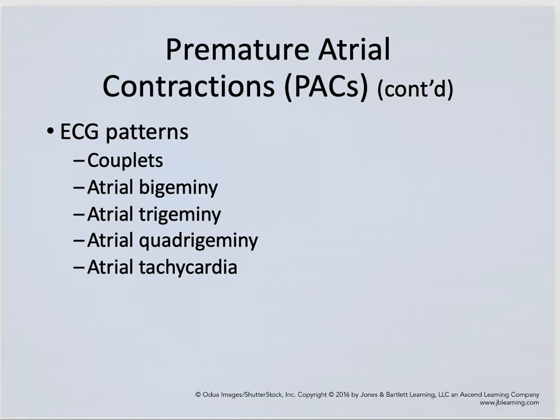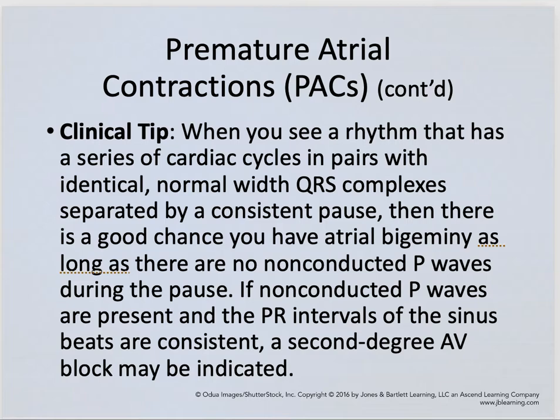A couplet is two happening together. Bigeminy is every other beat: SA node, and then a premature beat, SA node, premature. Trigeminy is every third, quadgeminy is every fourth, and then a run of tachycardia is sustained. When we see a rhythm that has a series of cardiac cycles in pairs with identical normal width QRS complexes separated by a consistent pause, then there's a really good chance we have something called atrial bigeminy, as long as there are no non-conducted P waves during the pause.